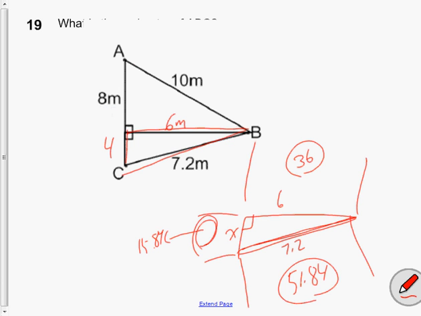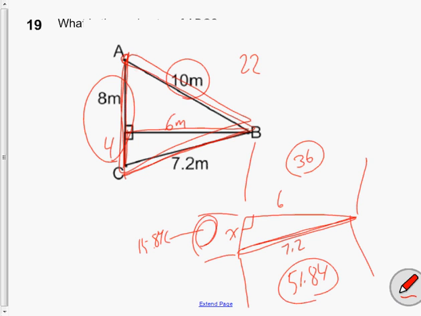And now that we know that, the perimeter of ABC, this whole idea right here, would be 12 plus 10, which is 22, plus 7.2, which makes the total perimeter 29.2 meters. Okay, a little bit of logic went into that Pythagoras question.